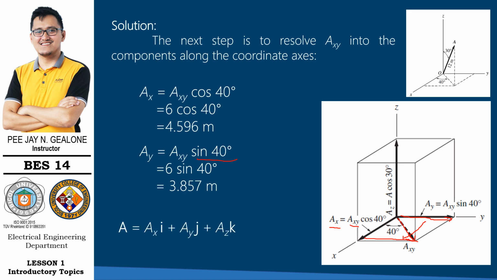After that, we can now represent A in terms of its components. Ayan na. So, A is equal to 4.6i plus 3.86j and then 10.39k. So, ni-round off lang natin into 2 decimal places. So, I hope naintindihan natin ang process na ito. We will look into another example.